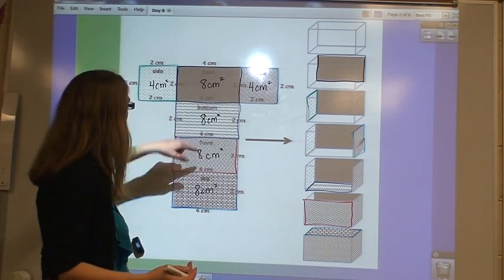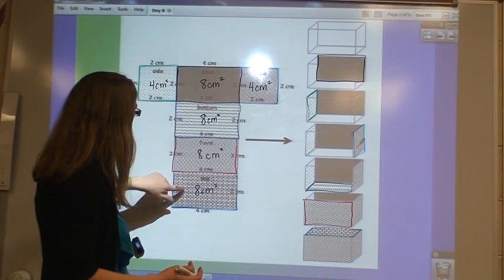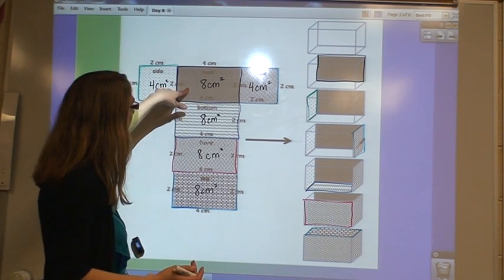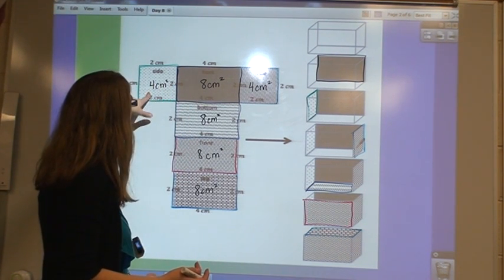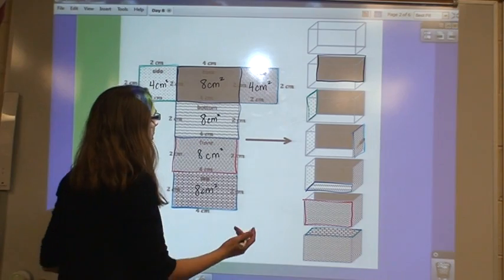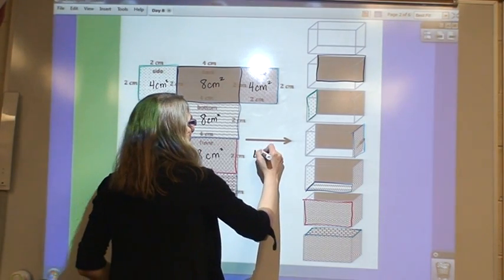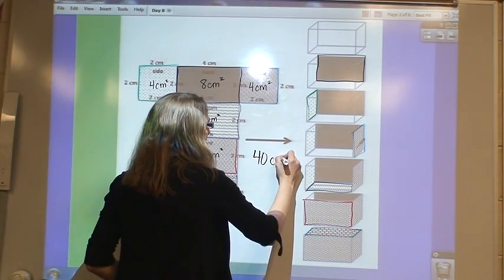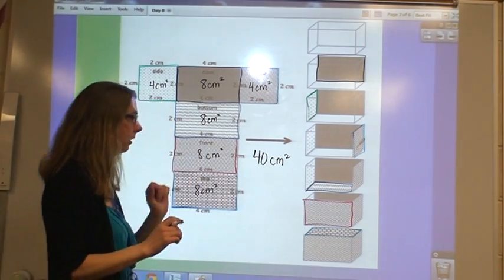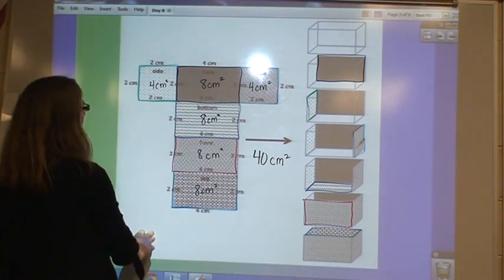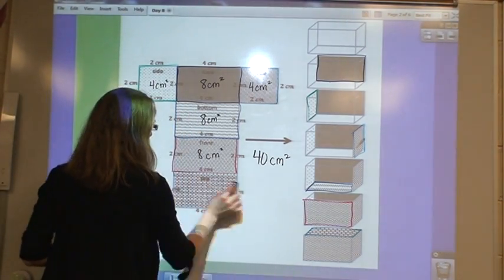If I want to know the total surface area, so how many square centimeters of wrapping paper I would need for this box, I'm just going to add up all the surfaces. So I have 8 times 4, which is 32. And then I've got 4 more, that's 36, and 4 more, so that's 40 square centimeters. That's how much wrapping paper it would take if I wanted to go ahead and cover this shape. I've got a lot of erasing to do because I used a whole bunch of colors.